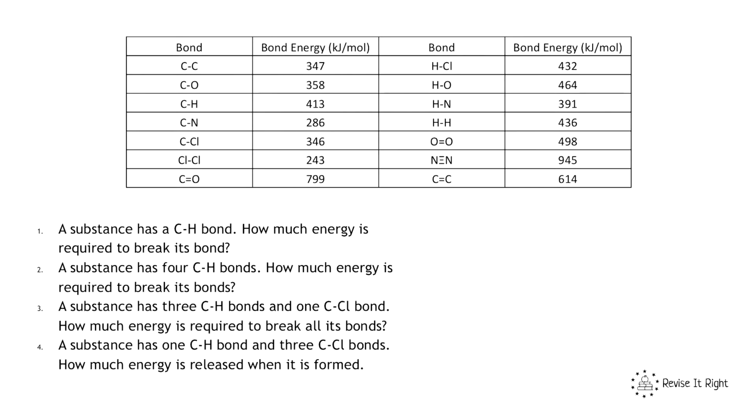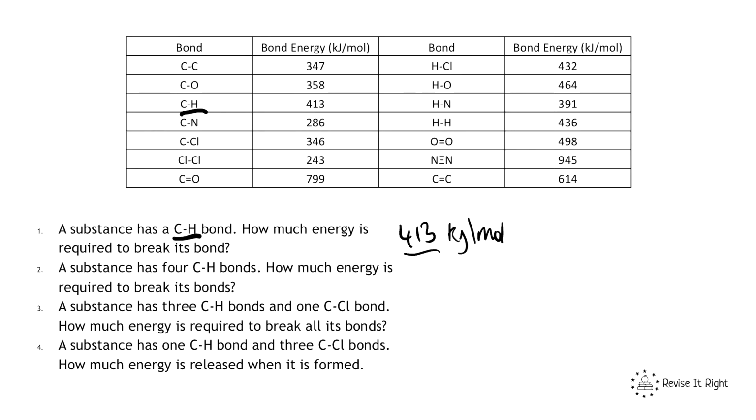So what I now want you to try and do is answer these four questions here using the table provided. And we'll go through the answers after, so pause the video now. Okay, so question 1. A substance has one carbon-hydrogen bond. How much energy is required to break it? We have to find it, and that's here, and it's 413. So 413 kilojoules per mole to break that bond.